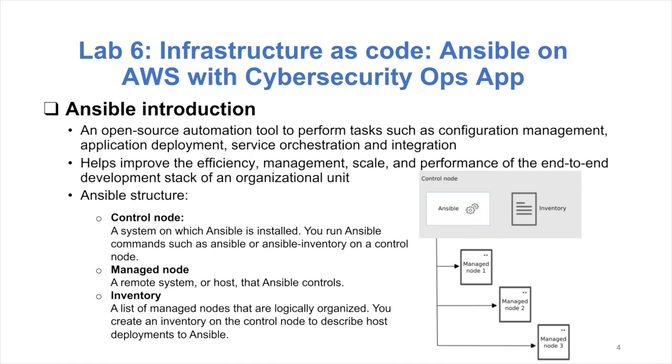The structure of Ansible consists of a control node, which is a system where Ansible is primarily installed. You run Ansible commands such as ansible-inventory or ansible-playbook on this control node. The other aspect is the managed node, which is a remote system, or a number of remote systems or hosts, that are controlled by Ansible. The inventory is the list of the managed nodes that are logically organized. You can create an inventory on the control node to describe the host deployments to Ansible.